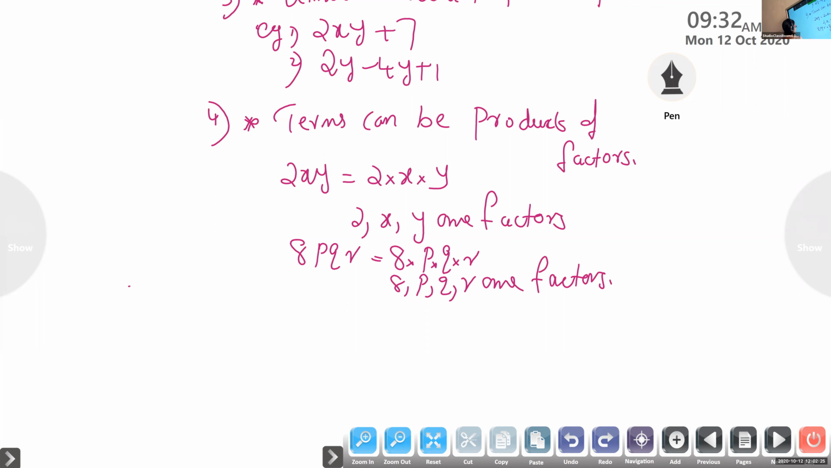Now, one more point. See here in 2xy, 2 is a constant and x, y are variables. The numerical factor along with the variables is known as the coefficient. In this 2xy, which is 2 into x into y, 2 is the numerical factor, a number. Similarly, in 8, p, q, r, 8 is the numerical factor. This numerical factor is known as the coefficient. So the next point is the numerical factor of a term.